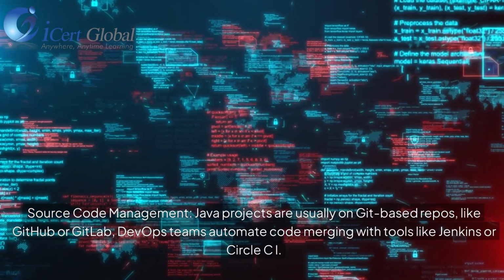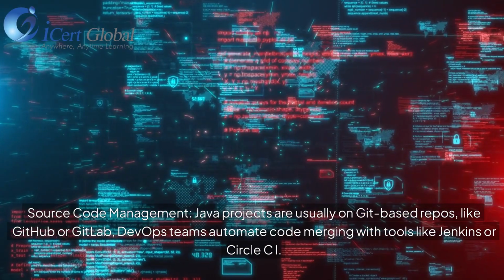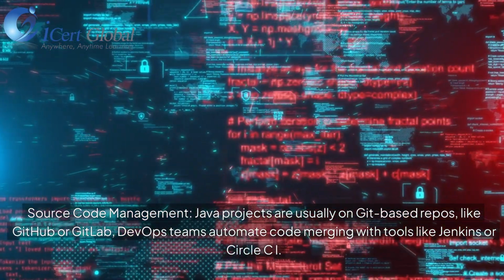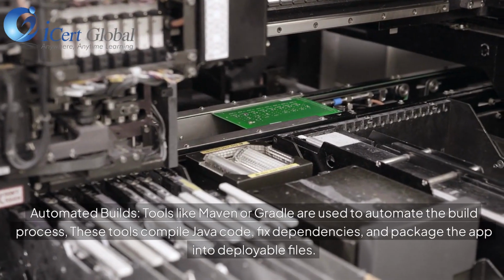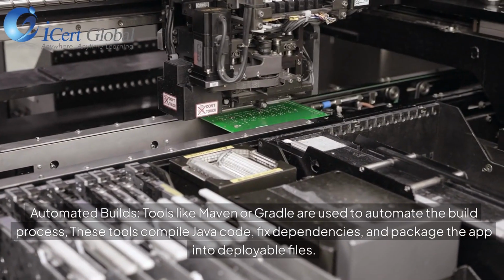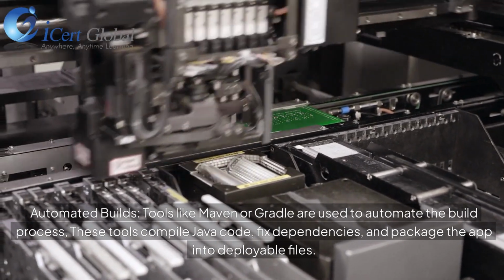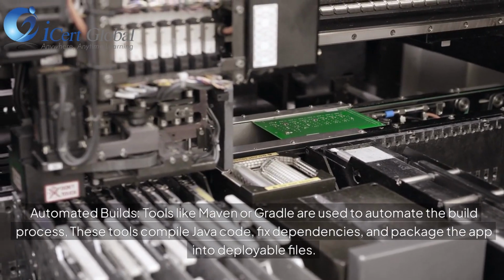Source code management. Java projects are usually on Git-based repos, like GitHub or GitLab. DevOps teams automate code merging with tools like Jenkins or CircleCI for automated builds. Tools like Maven or Gradle are used to automate the build process. These tools compile Java code, fix dependencies, and package the app into deployable files.